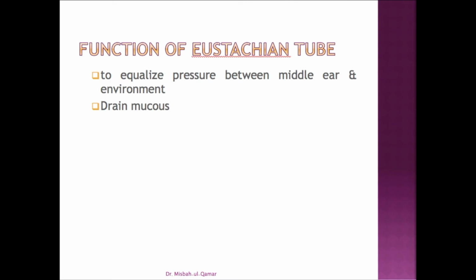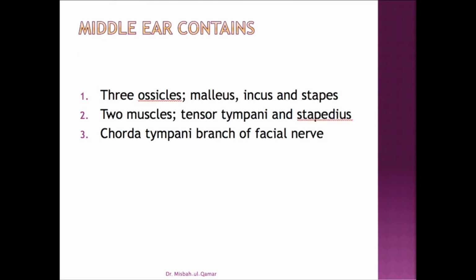So, what other structures does your middle ear contain? There are three ossicles, meaning three bones, named malleus, incus, and stapes. There are two muscles, tensor tympani and stapedius, and a nerve, which is the chorda tympani branch of the facial nerve. One by one, we will discuss these.